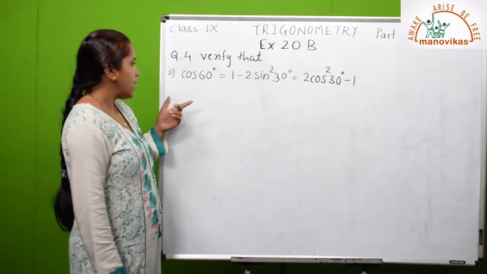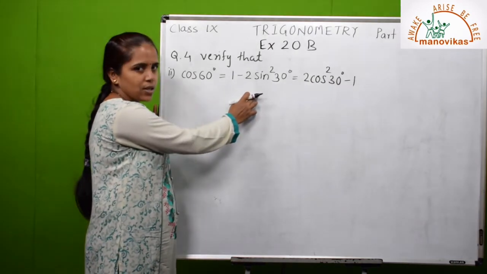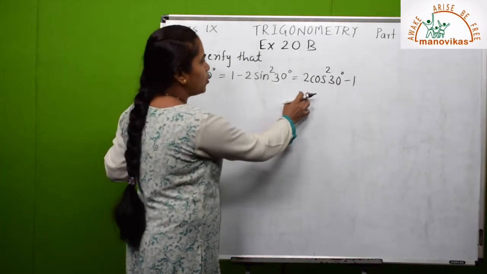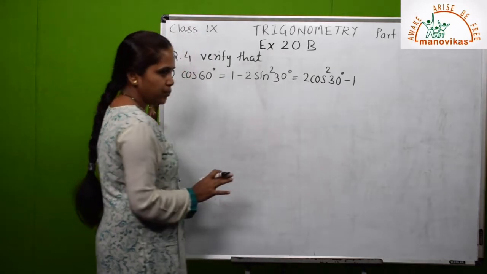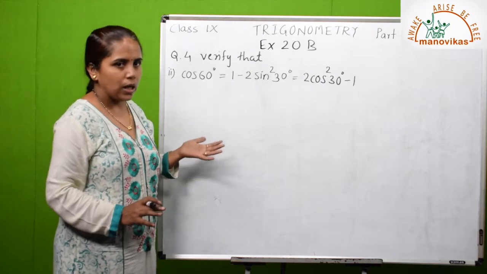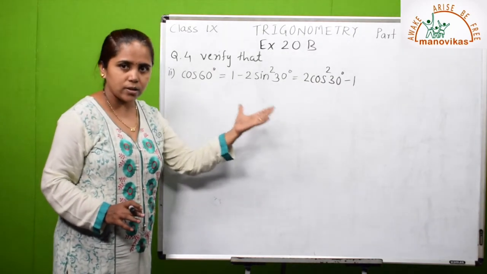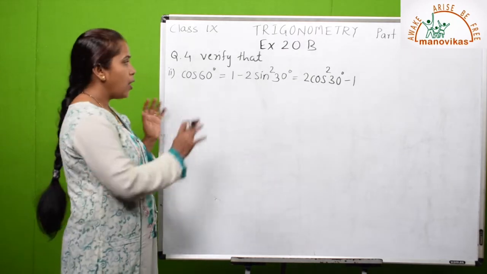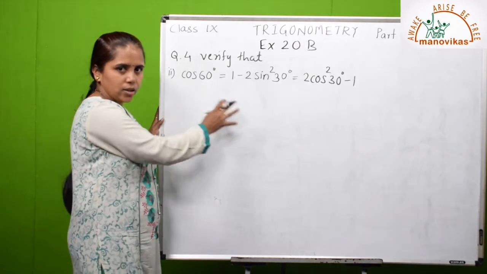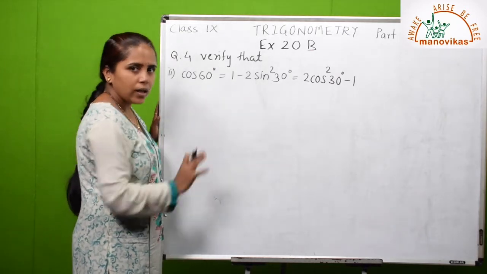So verify the second part: cos 60 degree is equal to 1 minus 2 sin square 30 degree is equal to 2 cos square 30 degree minus 1. We have to prove that these three parts' values are equal. So don't do all the parts simultaneously. Simplify each separately and then show that all the three parts are equal.